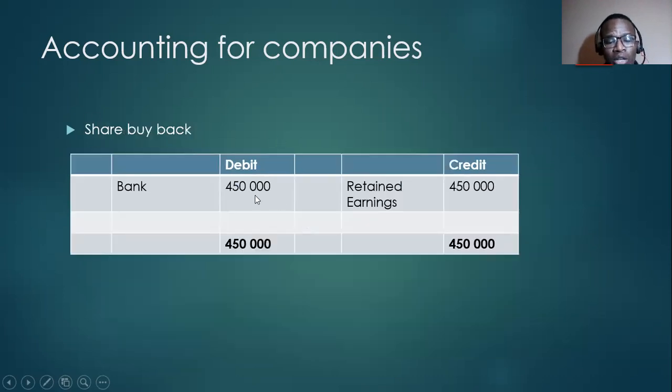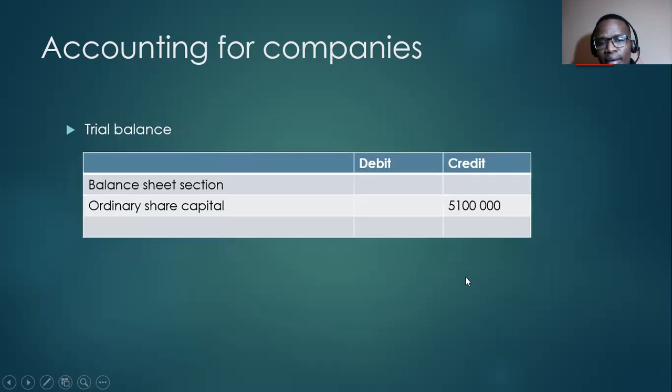Then your share buyback account, it reduced your bank account. Then it means it's debit share buyback with a bank account of 450. Then that share buyback, because it is not a balance sheet account, it's going to be taken to retained earnings, same concept as dividends, right? Because it relates to shareholders. Any transaction that relates to shareholders goes to retained earnings, right? Then on the balance sheet, we expect to see your ordinary share capital of 5.1.